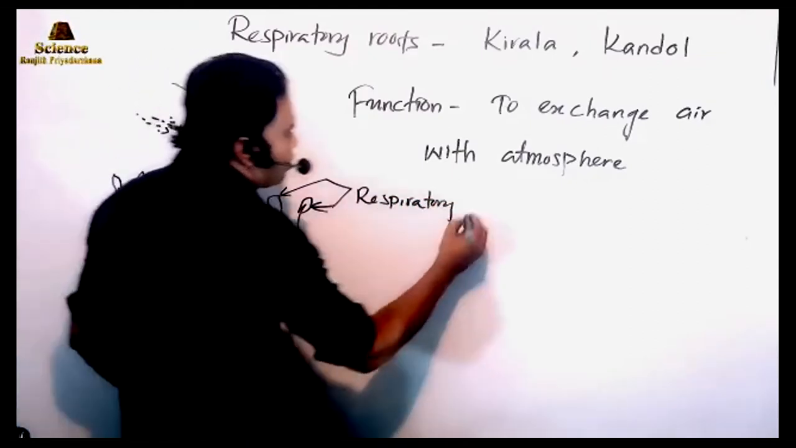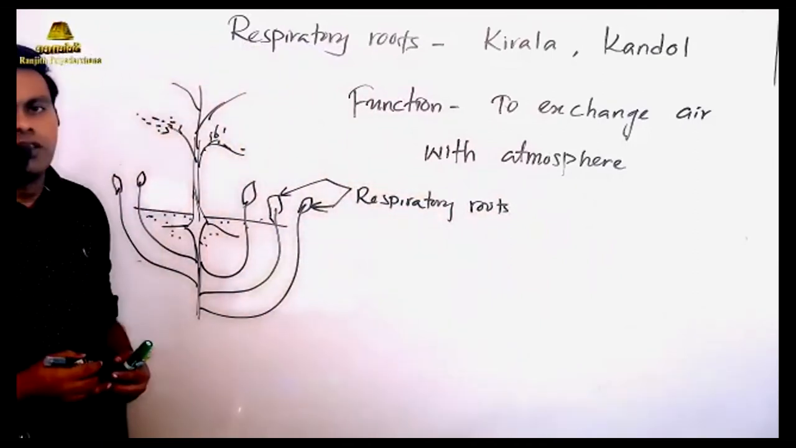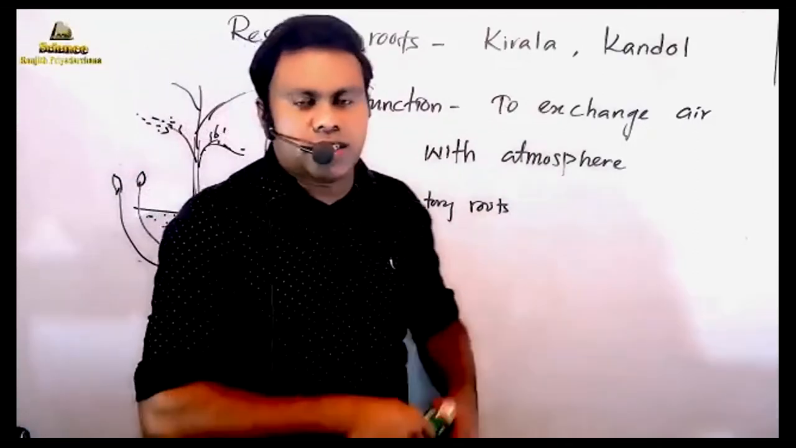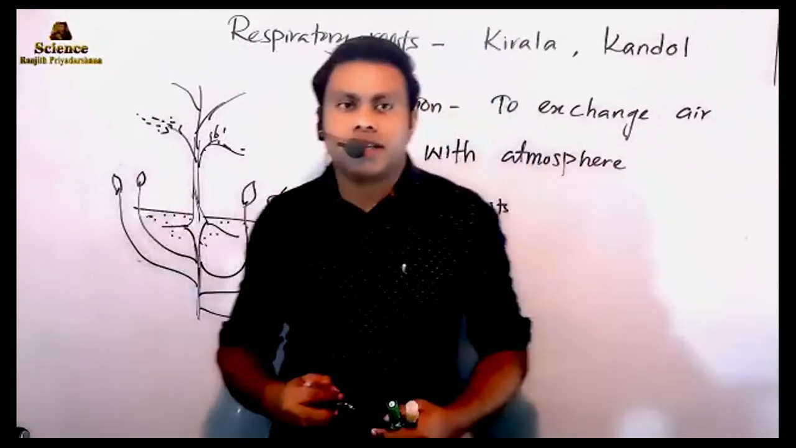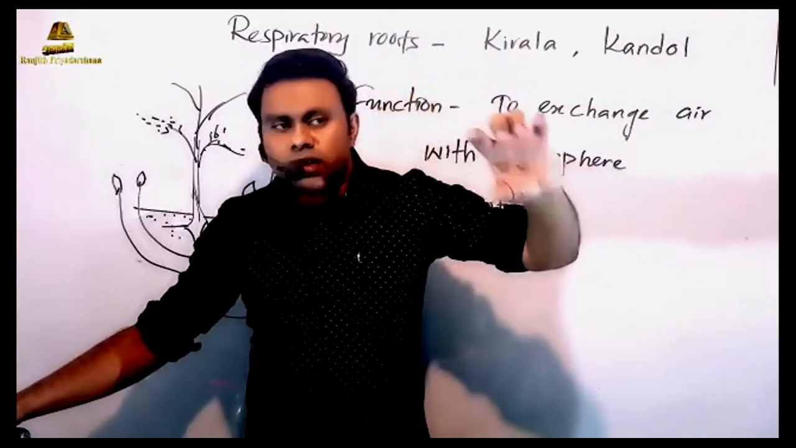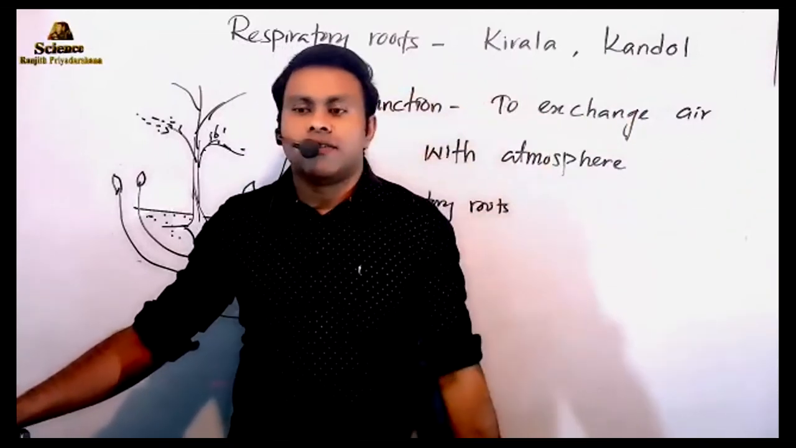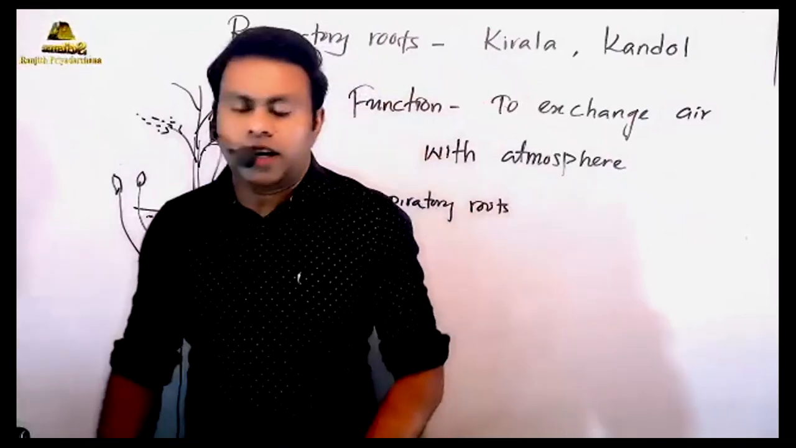Respiratory roots are used to make corks for bottles, aren't they? Yes, very good. So they use the Kirala plant to make stoppers. They use that to make cork stoppers. Okay, now throw this.